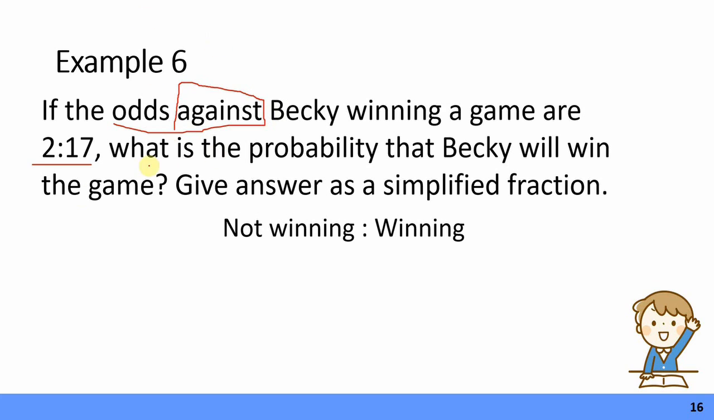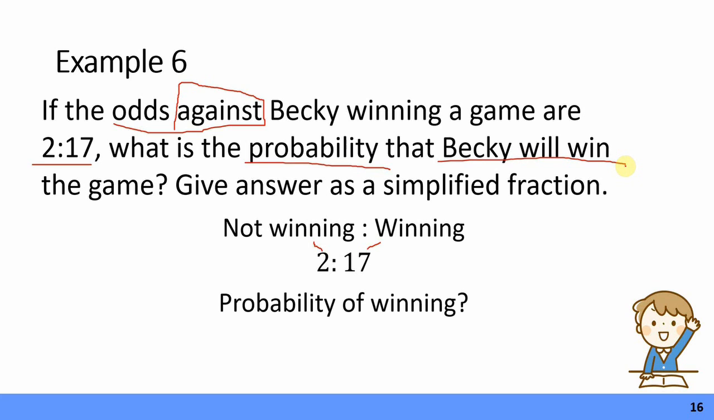So the odds against Becky winning are 2 to 17. That means that the 2 represents Becky not winning, and the 17 represents Becky winning, right? So make sure you label those two numbers as what they are. Okay, now that we know what the two numbers represent, we could tackle the question, what is the probability that Becky will win? First thing you have to do, remember probability, you have to come up with a total. The total is 19, so that's my denominator.